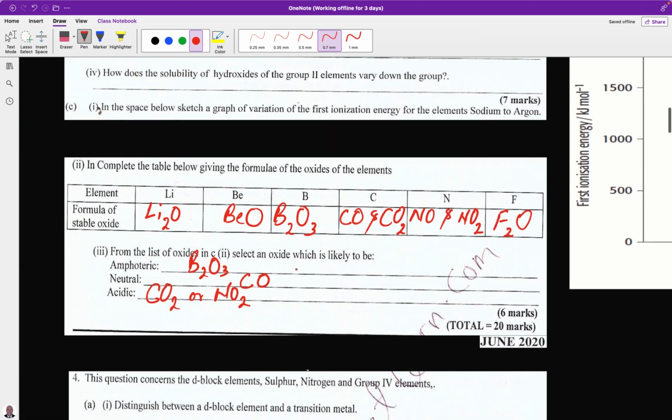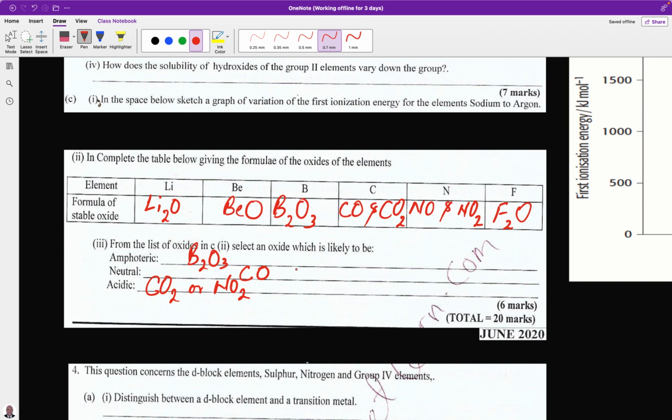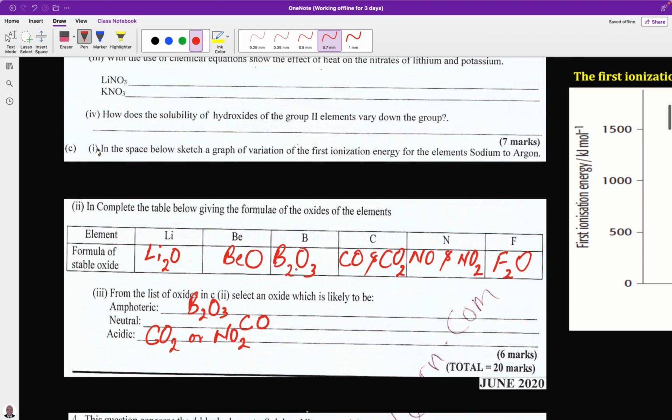Then again, oxides of period 2, lithium to fluorine. We have, then from there I get the oxides. Then there are some that are amphoteric, that is B2O3. There's one that is neutral, carbon monoxide, and there are two that are acidic, carbon dioxide and nitrogen dioxide. Then, and that is all.